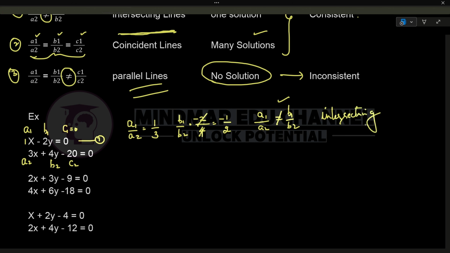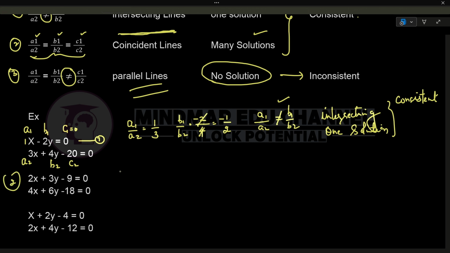Correct? And how many solutions they will have? These equations have one solution. And because it has a solution, they are consistent. Correct? Let's see the second example.